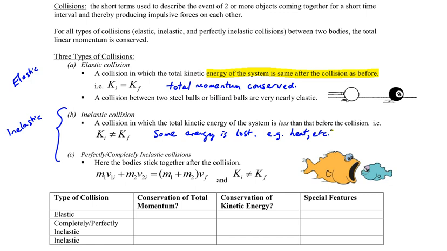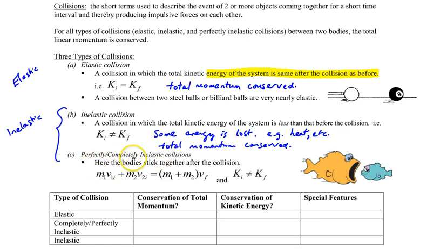So in this type of collision, the total momentum is also conserved. So in both types of collisions, the momentum of the system is conserved. However, the main difference between an elastic collision and an inelastic collision is that the elastic collision is the only type of collision where the energy will be conserved.